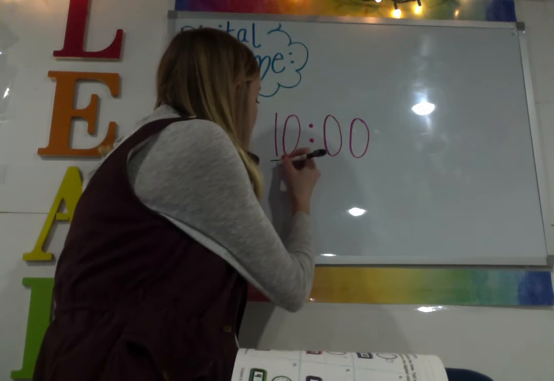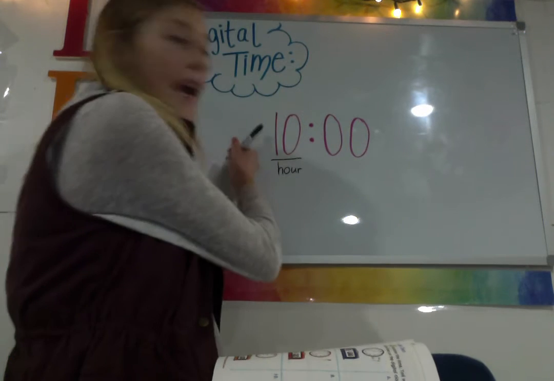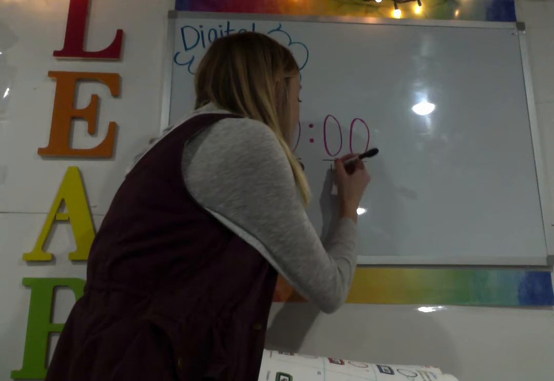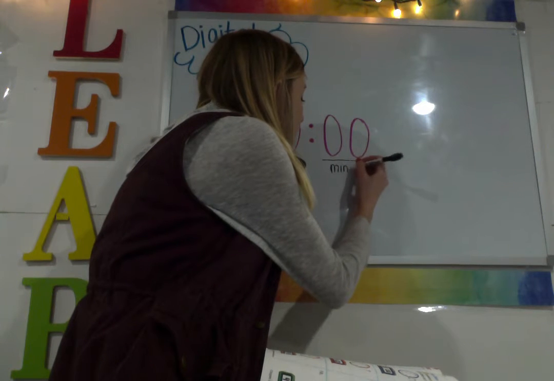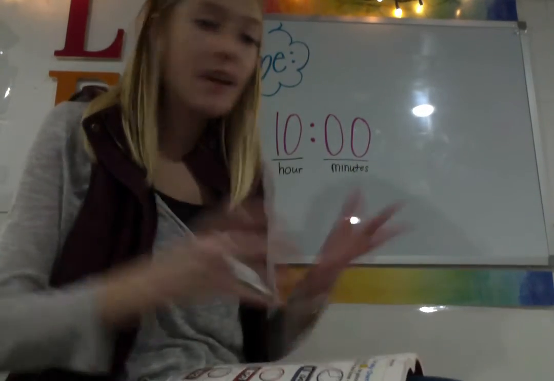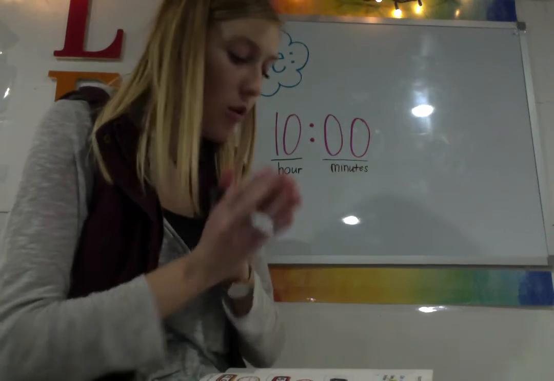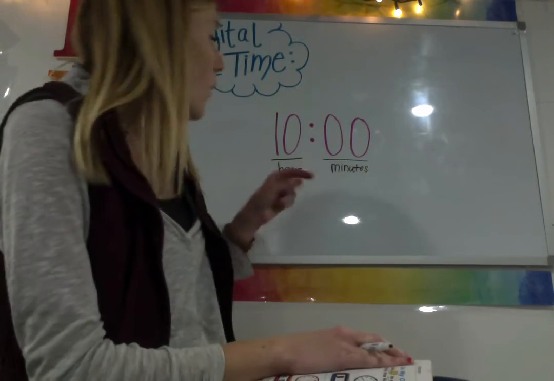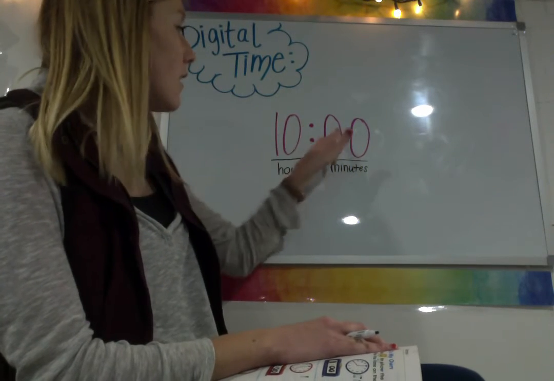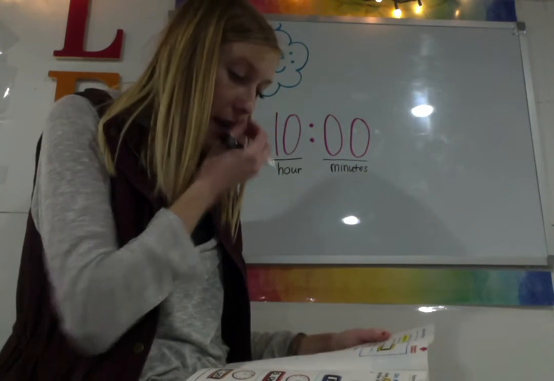Right here shows us the hour. So the hour right now is 10. And this shows minutes. So when it's something o'clock, no minutes have passed in that hour yet. It's 10 o'clock right now. No minutes have happened yet. So when it's something o'clock, the minutes are always going to say 0. So this shows 10 o'clock. 10 and zeros. There's no other time to show.